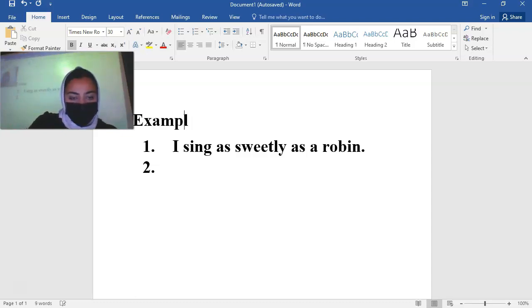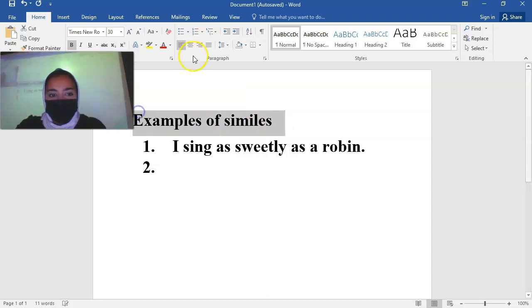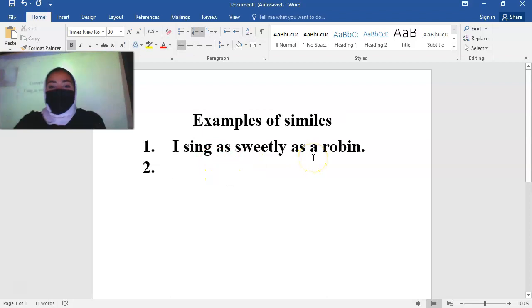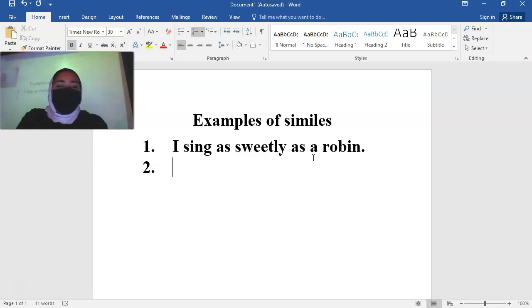I want you to write examples of similes at the top of your paper. Yes, on the next blank page, you're going to write examples of similes. And while you're writing that, I'm just going to talk, okay? One of the examples is, I sing as sweetly as a robin. This is probably somebody who says what's special or unique about them is their voice and how they can sing. They're comparing their voice to a song that is as sweet as a robin. What's a robin? It's a kind of bird, and birds sing very beautifully. So you're comparing your voice to a beautiful bird. That is a simile. So you can write that one down, please.